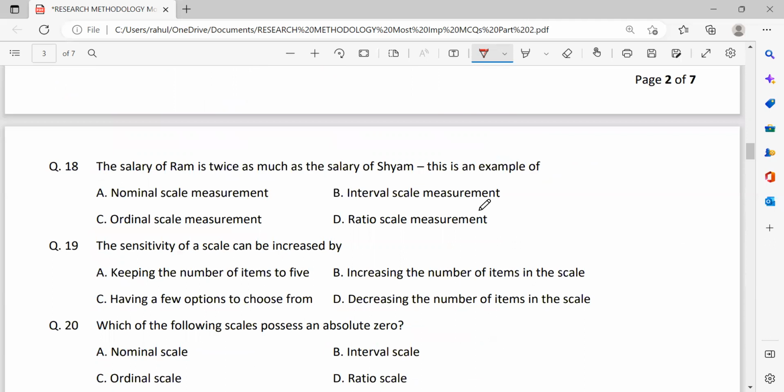Question number 18. The salary of Ram is twice as much as the salary of Shyam. This is an example of, obviously, since we are talking about twice, ratio scale measurement.